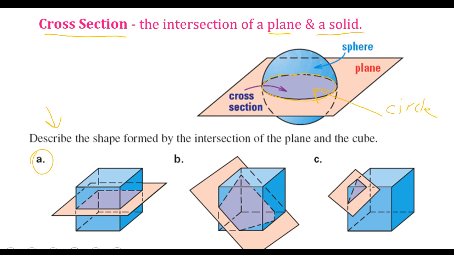So for letter A, if we're truly working with a cube and we have something like this kind of cross section, we could call it a square. But if you're being more generic, you maybe don't know it's a quite perfect cube, then we just call it a rectangle. Right. This one's a little tricky. It looks like it's going to be a trapezoid.